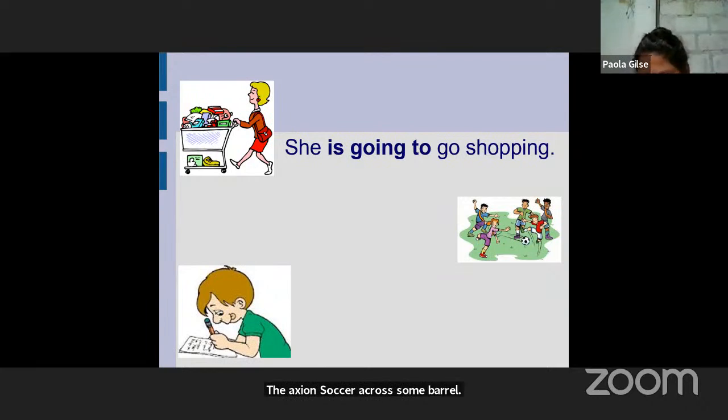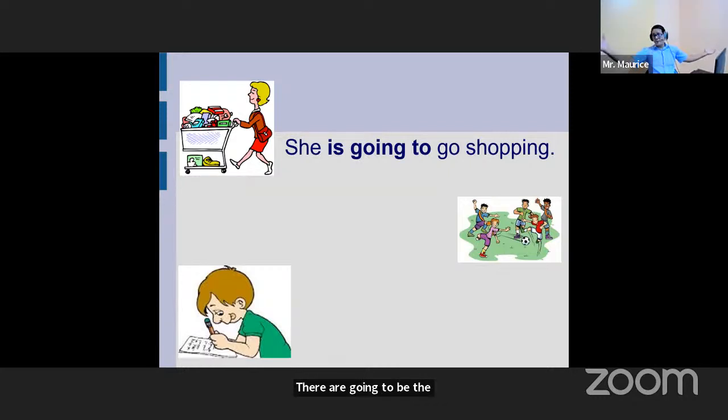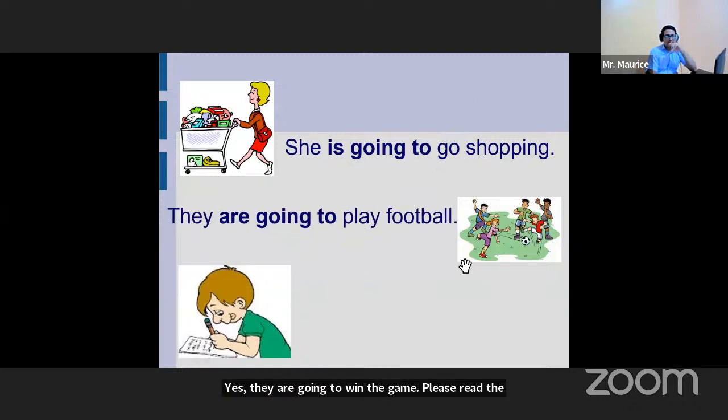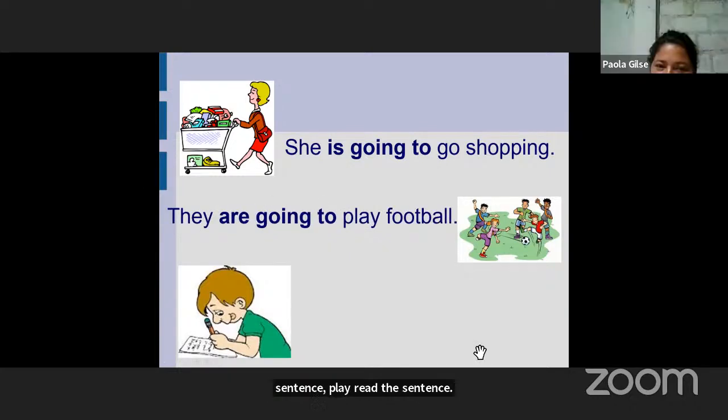There are going to be the game. Okay, yeah, it's word for me. Yes, they are going to win the game. Please, read the sentence, please. Read the sentence. They are going to play football. Correct, thank you. Let's move on.